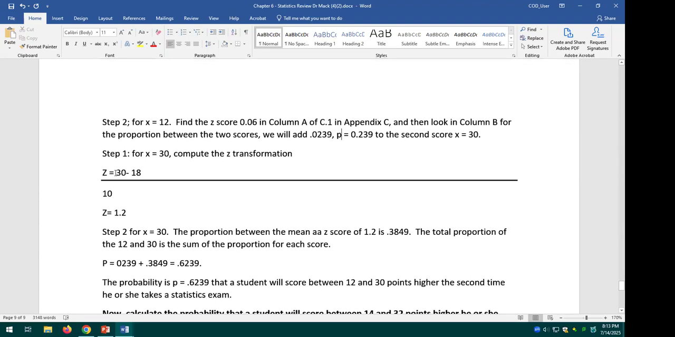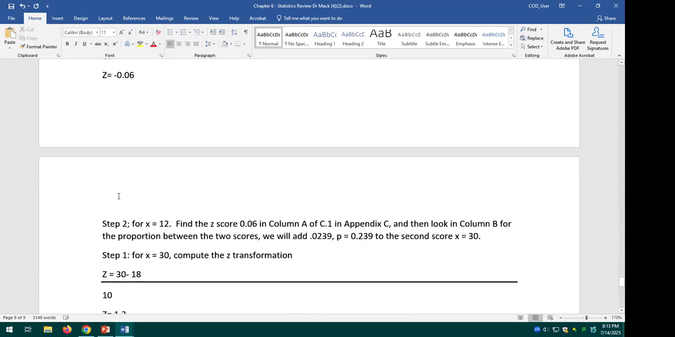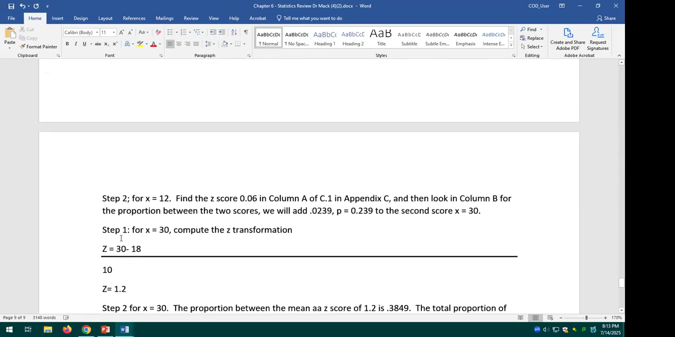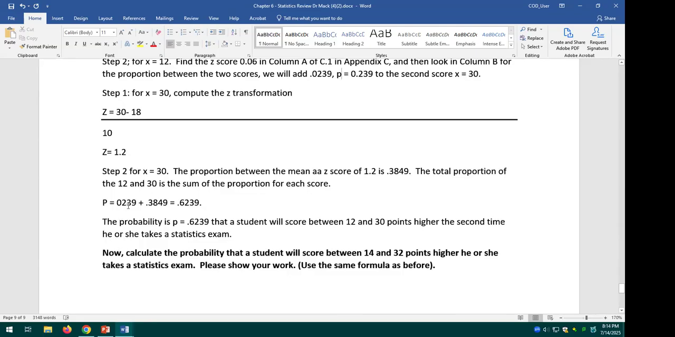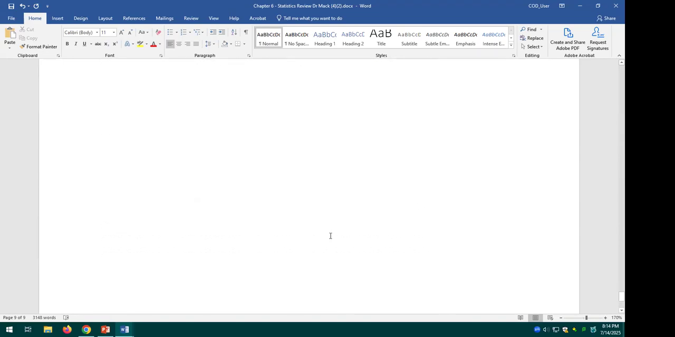So same formula, x minus m, 30 minus 18 divided by 10. Same thing we did, it was just a different x value. We got 1.2. We looked that up for 1.2 for this one, x is 30. We sum them together, and then it's 0.6239 that will score between 12 and 30 points higher the second time around, because we added the combined probabilities together between this one and that one.